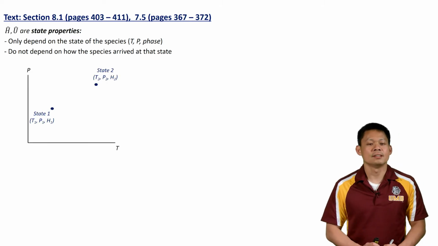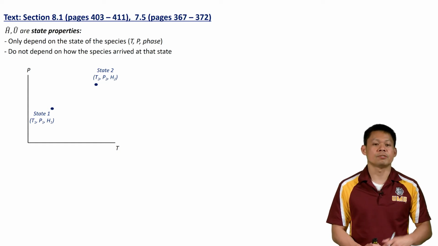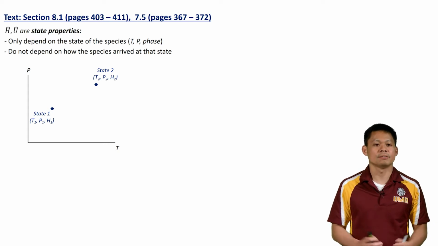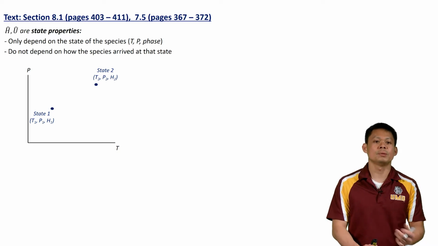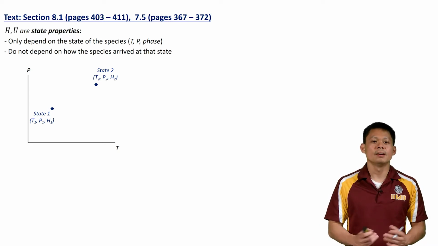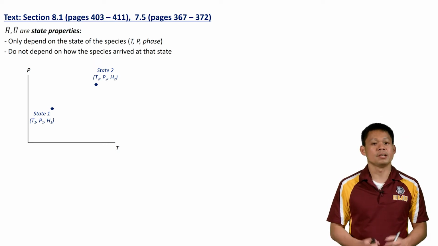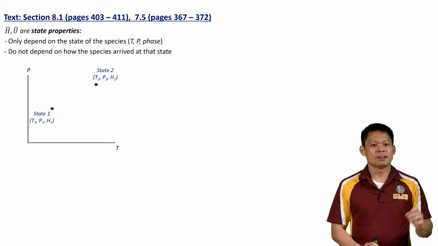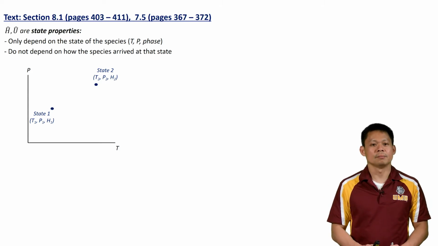For example, in this case, I have a plot of P versus T, pressure versus temperature. And we have this gas that goes from state 1 at temperature T1, P1, and H1, to state 2 where it becomes a temperature of T2, P2, and H2. When we say that specific enthalpy and specific internal energy are state properties, what we mean is, as long as it gets from state 1 to state 2, it does not matter how we got there. The specific values of the energy will be the same.